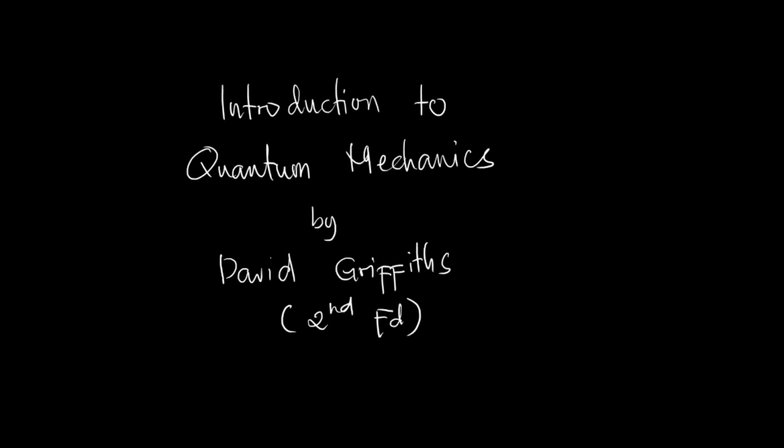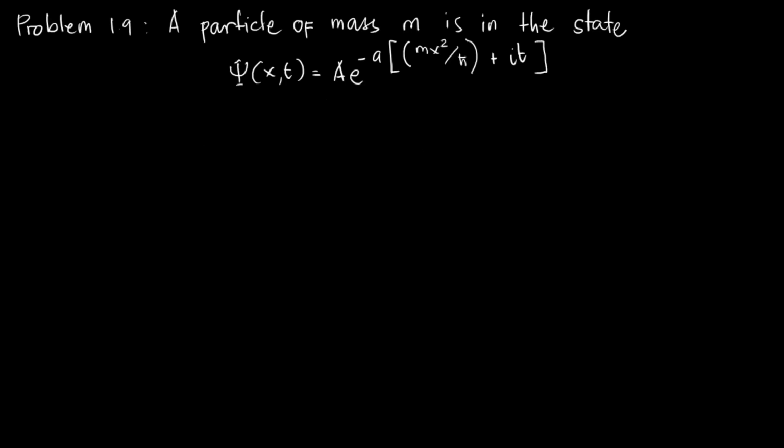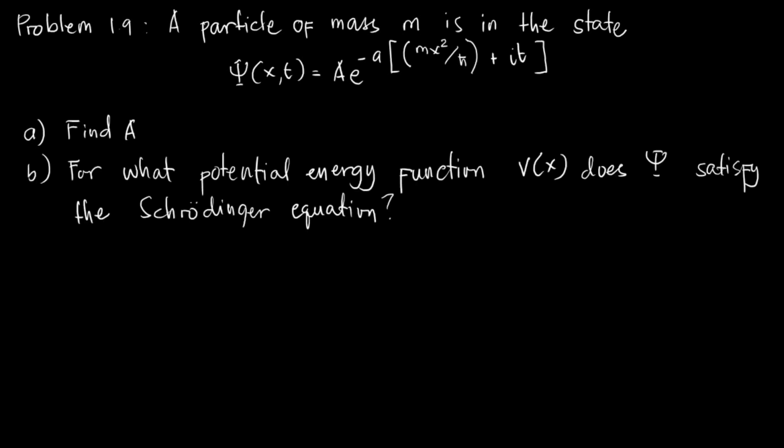This is a problem from the book, Introduction to Quantum Mechanics by David Griffiths. Problem 1.9, a particle of mass m is in the following state. Part A, find A. We're going to make use of the normalization equation. Part B. For what potential energy function V of x does psi satisfy the Schrödinger equation?